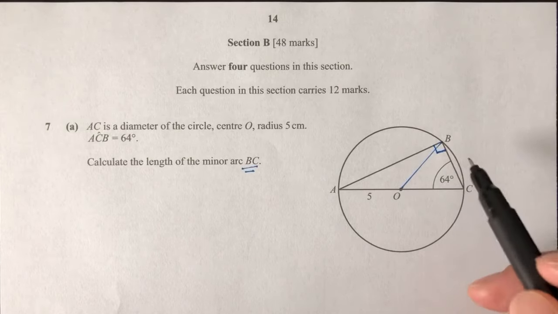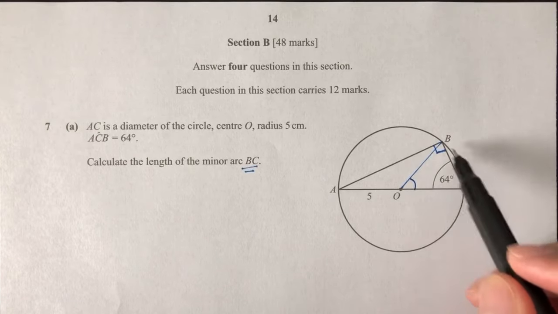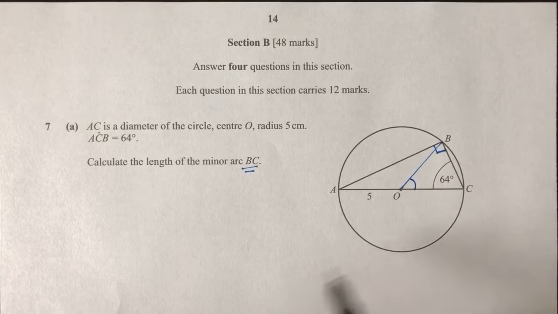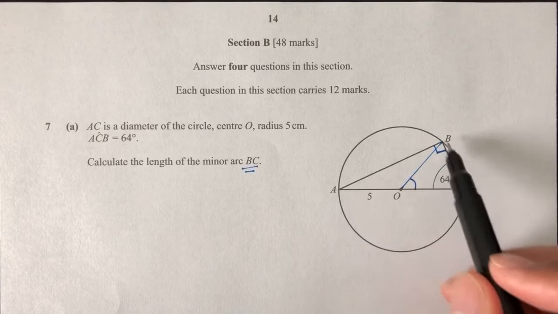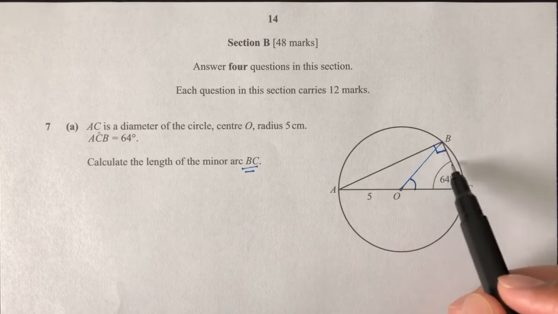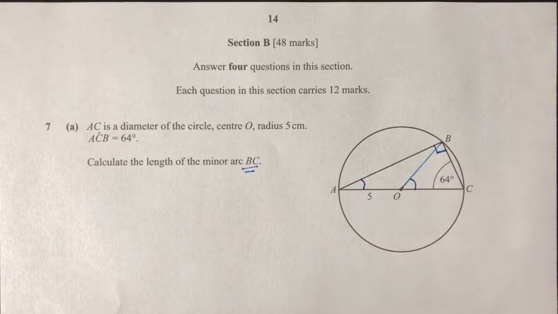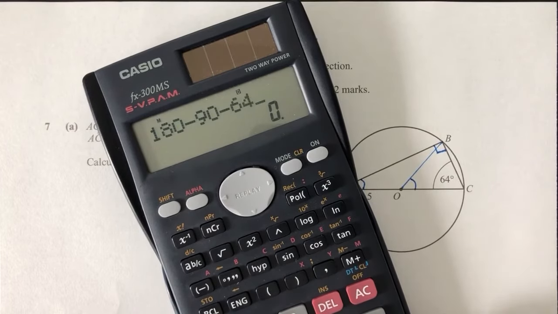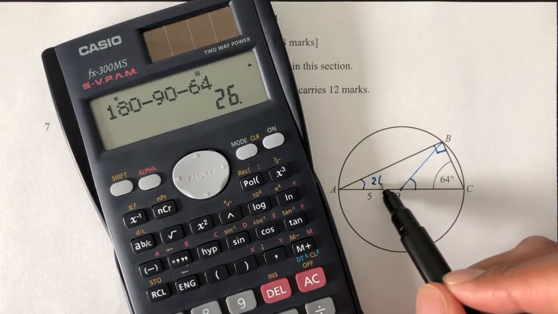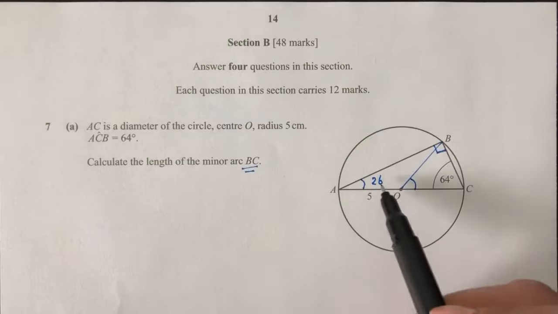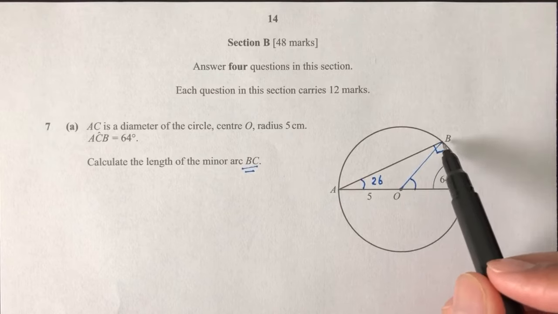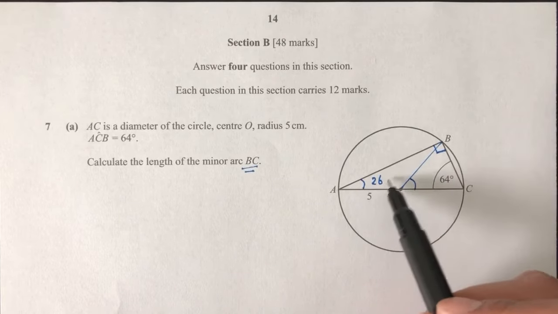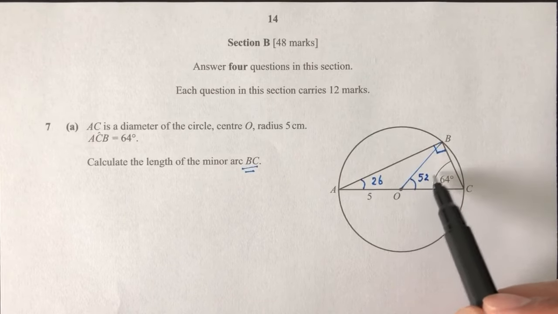So what do we know? We need to find this angle so we can find this length. So how do you find this angle? As you can see, we have triangle A, B, and C. We know this angle and this angle. So what is this angle? This will be 180 minus 90 minus 64. This will be 26. So from this, we know that the angle at the center is always twice the angle at the circumference. So if this is 26, that will be 52.